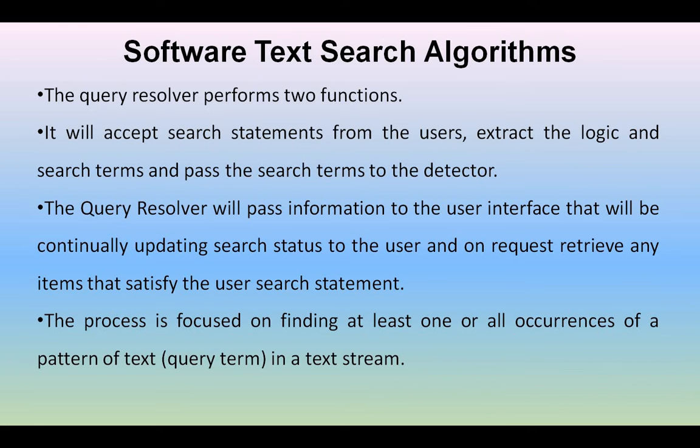So what is the first activity of the query resolver? It will accept the search items from the detector, and it will perform the logical processing provided in the query by the user. It will perform all the logical activities. The second one, it will pass this information to the interface as the updated result. The user will access those results. So these are the two activities of the query resolver. Okay, this process is mainly focusing on finding the occurrences of a single item, how many times it is present in the given text stream.